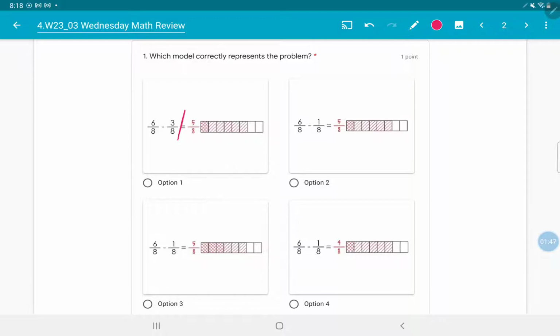Option 2 says 6/8 minus 1/8. Dylan, what is 6/8 minus 1/8? 5/8. 6 minus 1 equals 5. So we need to look at our model. There's 1, 2, 3, 4, 5, 6 pieces shaded. There's 8 pieces in the whole thing. So did they start by shading 6/8? Okay. Did they take away 1/8? They did. So option 2 is your correct answer.